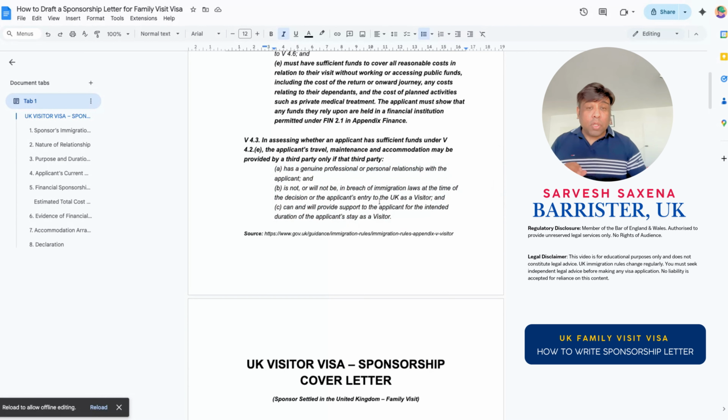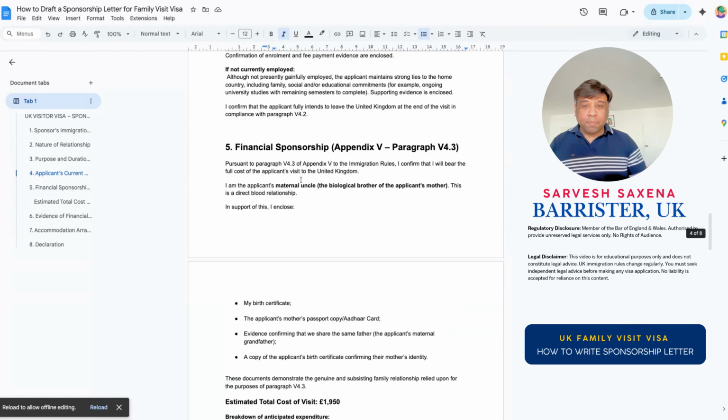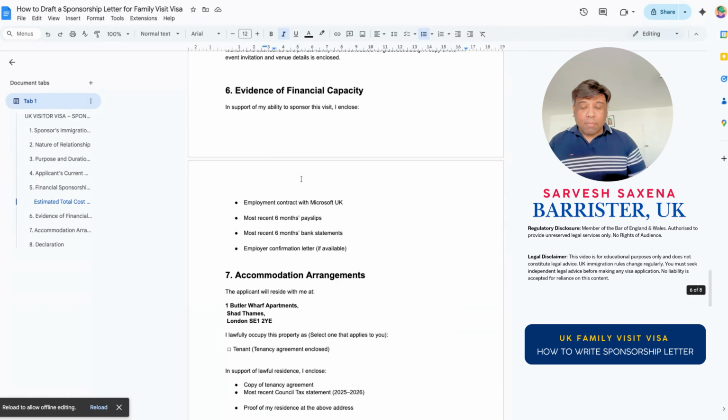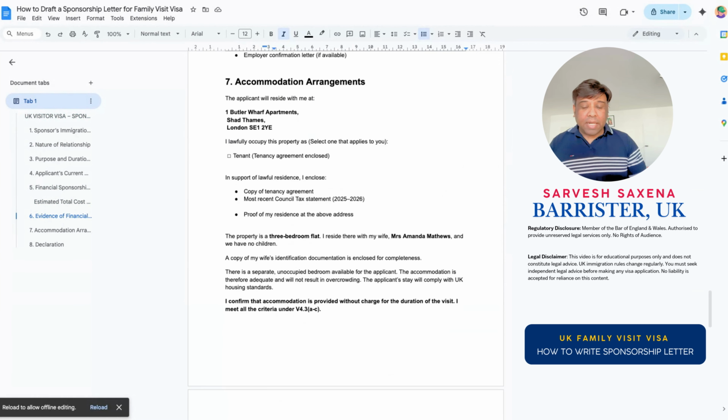So you need to make sure that your sponsor is clean, and then he or she can provide the support to the applicant for the entire intended duration, right? So I have said this person meets all the grounds. This is not for the applicant, this is for the sponsor, that they need to be clean, they need to have a relationship with you, and they can pay for your trip. So let's go to the bottom. Financial capacity, accommodation, we've said that, I meet that.